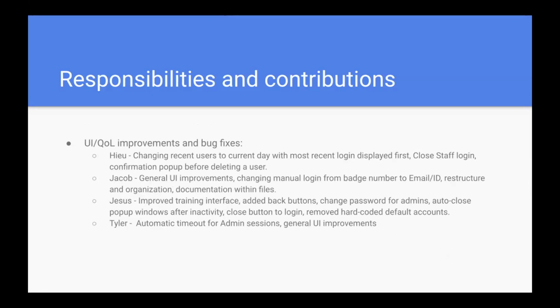Hey, this is Jacob again. As I previously talked about, I worked on a lot of the restructuring of the directories and the documentation. I did some general UI improvements, changing all the manual login to either email or PSU ID rather than the badge numbers. And I removed the student information, student IDs from the Flask routes and the URLs.